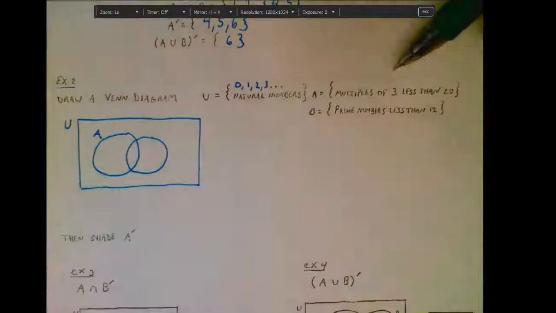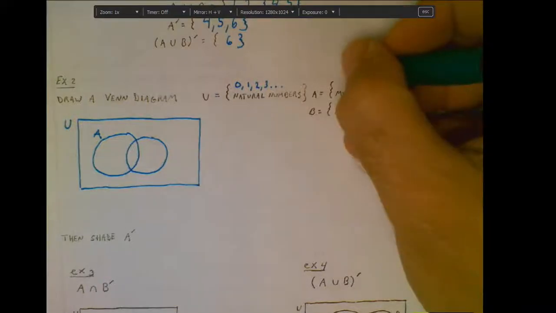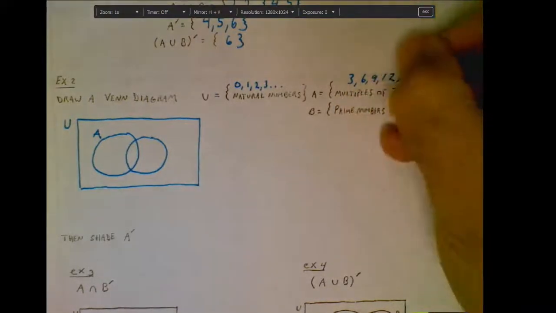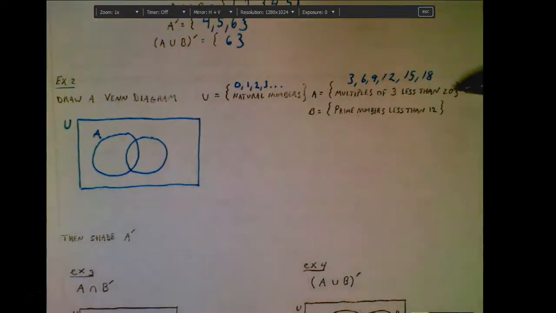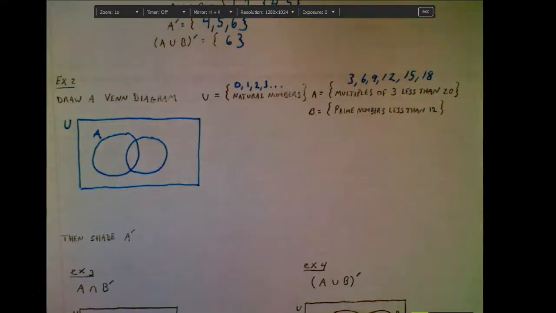And they're giving us a description of what is in A and B. So let's start by just identifying what those numbers would be. Multiples of 3 less than 20 would be things like 3, 6, 9, 12, 15, 18. I got to stop right there because it's got to be less than 20. I can only include natural numbers, so no negatives or anything like that.